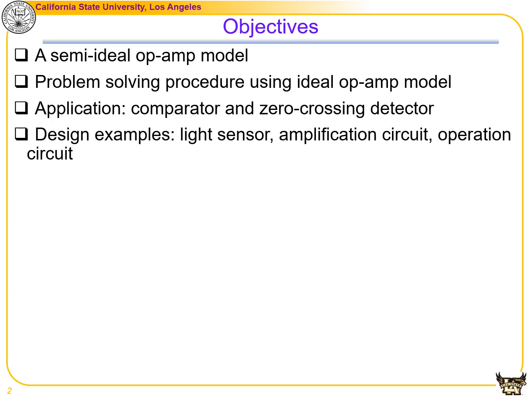Here are the module objectives. First, we're going to learn the semi-ideal op-amp model. We're going to look at the problem-solving procedures using the ideal op-amp model. And we're also going to look at some applications as well as design examples.